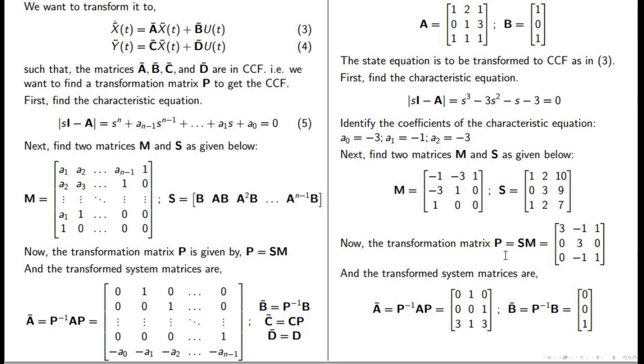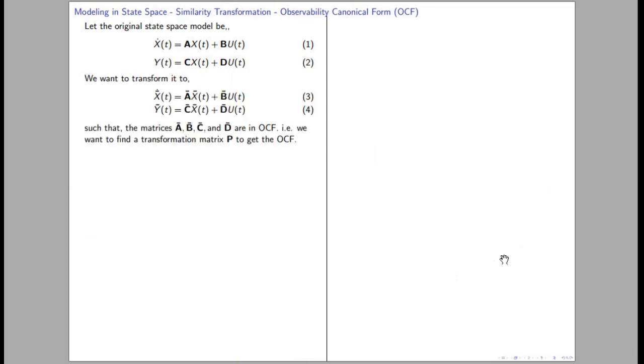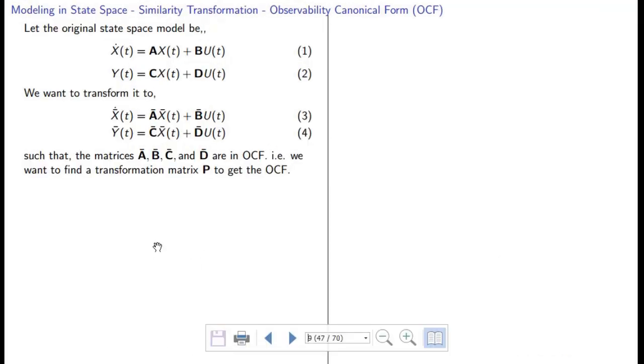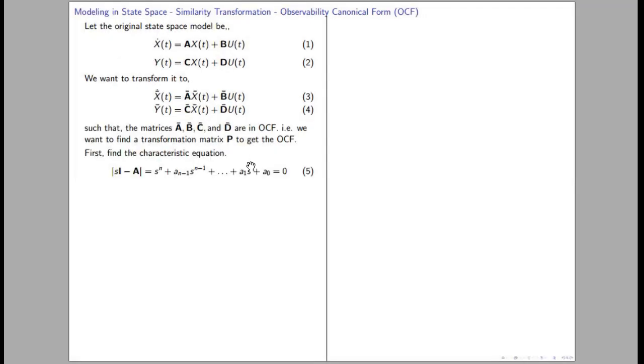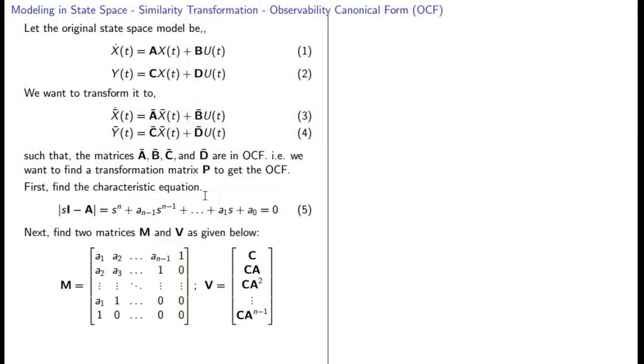Now let us see how to transform to observability canonical form. Here the objective is to transform the given state space model to a transformed model where A bar, B bar, C bar, and D bar should be in observability canonical form, and the procedure is very similar to the first one. The characteristic equation has to be found, the coefficients have to be identified, and you have to form two matrices. Here you have to form the M matrix and another matrix, the V matrix.